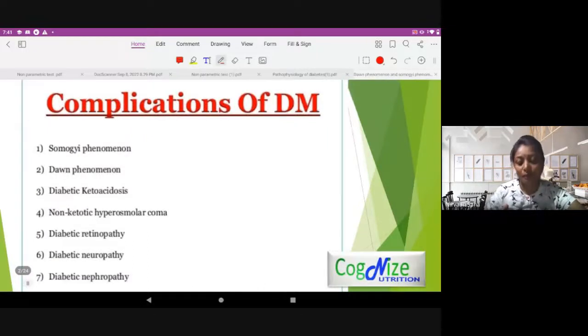Last day we discussed the multiple complications of diabetes mellitus. We learned about ketoacidosis, the HHS pathway, and retinopathy, neuropathy, and nephropathy. Other than this, there are two major complications which diabetic patients experience: the Somogyi effect and dawn phenomenon. That is what we will be learning today.